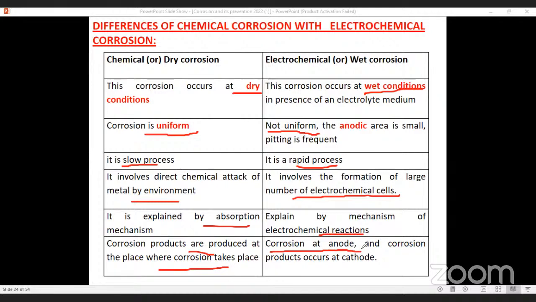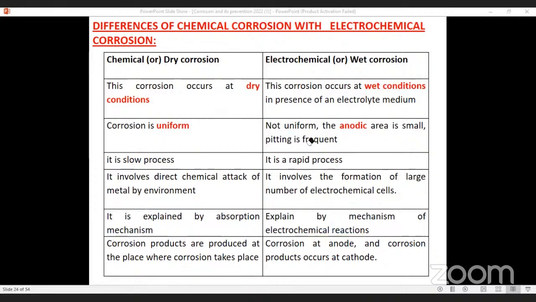The corrosion is done at the anode, and the corrosion products may form at the cathode, right? The corrosion products occur at the cathode, but the corrosion itself is done at the anode. These are the differences between dry corrosion and wet corrosion. So these are the three topics.